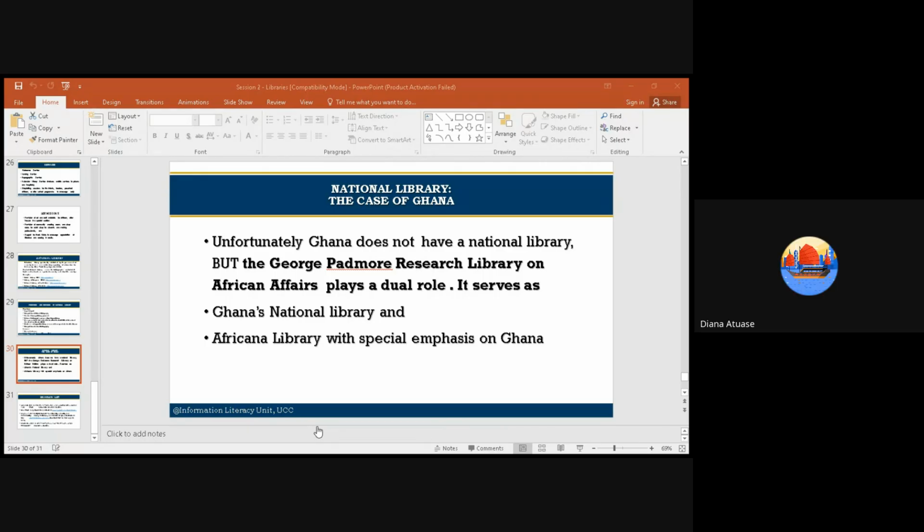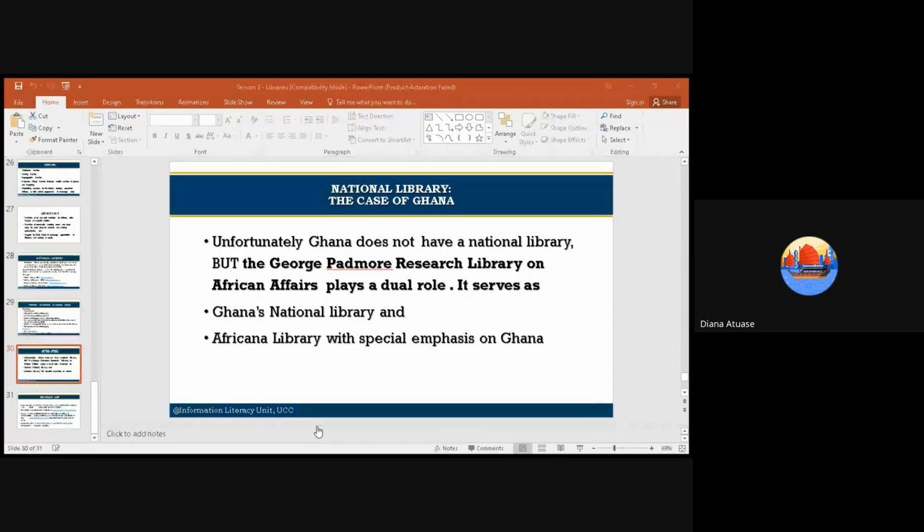Okay. I said the National Library is established by the government of a particular country. Then we looked at countries that have national libraries. So the National Library is set up by the government of a particular country. So they set up the library. And Ghana has not got a national library.